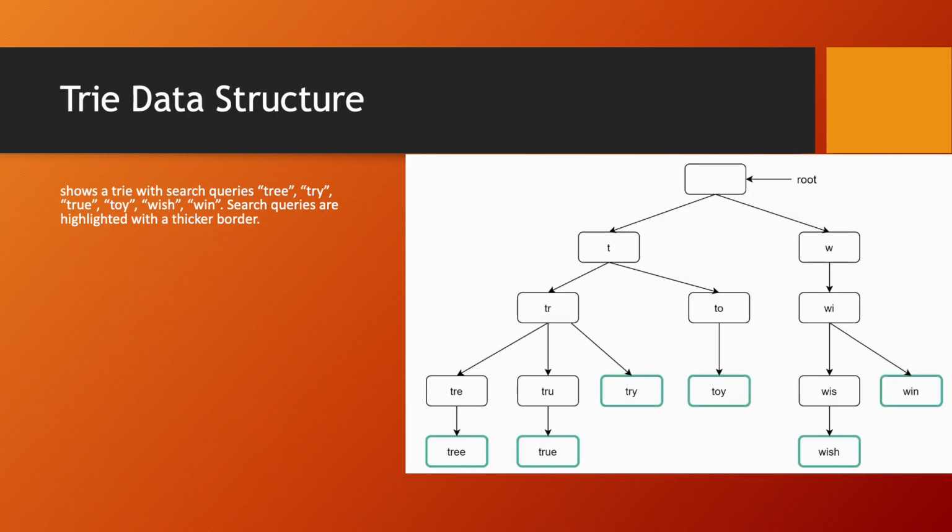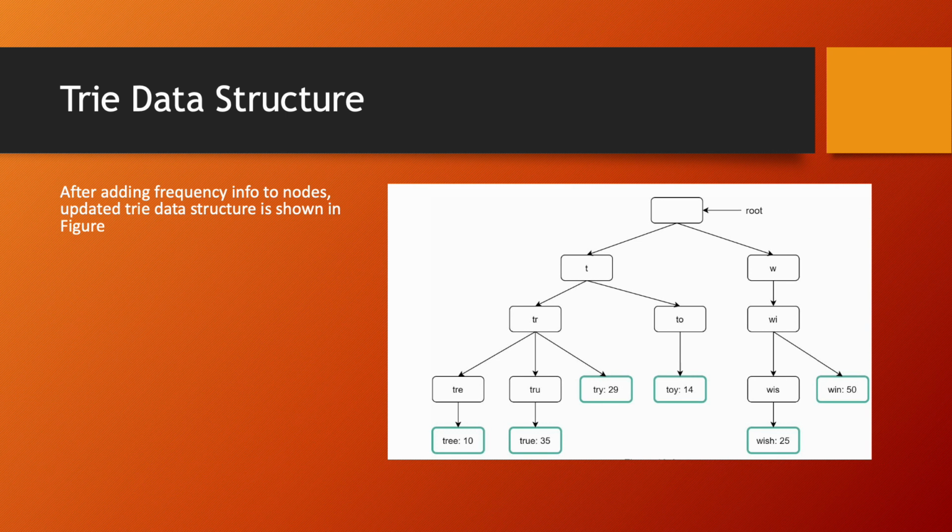Now, I'm assuming that you are familiar with the trie data structure. If not, search it up and get a basic understanding. For example, here, the diagram shows a trie with search queries like tree, try, true, toy, wish, win. And search queries are highlighted with thicker borders. So you have a root, and then you have the tree, and on the leaves you can see tree, true, try, toy, wish, win.